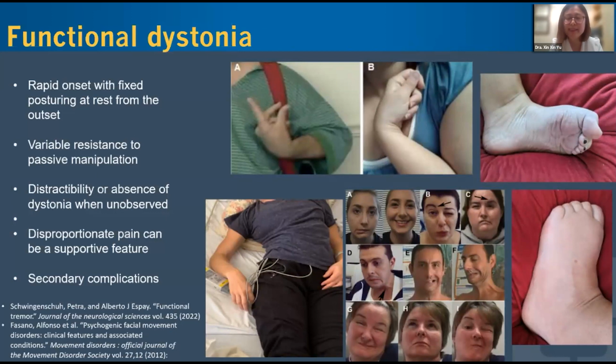And at times we may see significant pain, and that is actually a supportive feature, even though we need to be cautious that there are organic dystonias that can be accompanied by pain, for example, organic cervical dystonia.